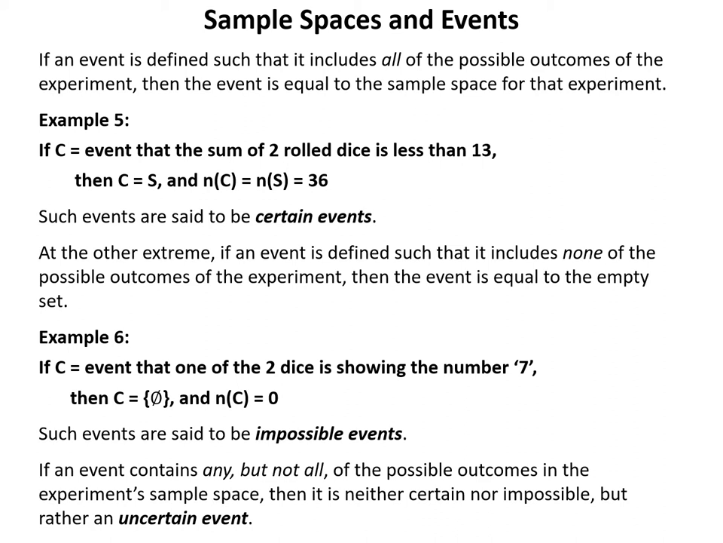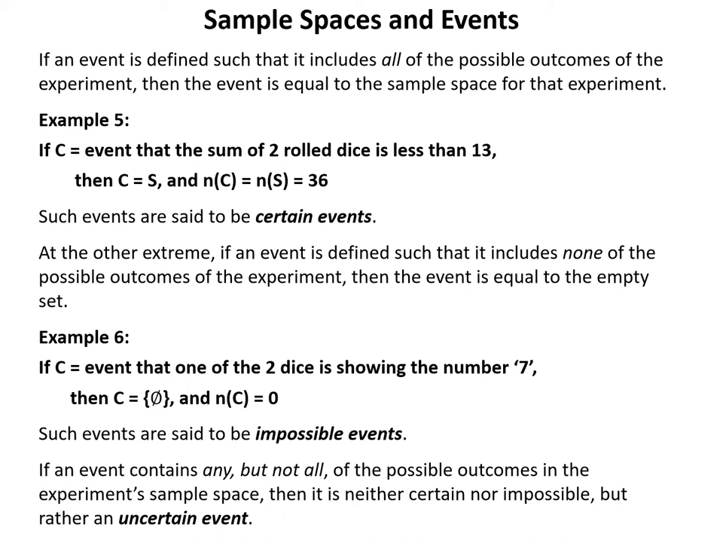If an event is defined such that it includes all of the possible outcomes of the experiment, then the event is equal to the sample space for that experiment. So in example 5, if we define C as the event that the sum of 2 rolled dice is less than 13, then, since you can never get more than 12 when you roll 2 dice, all of the possible sums would be less than 13. So the set C is actually equal to the sample space here. And so N(C) will equal N(S), which equals 36.